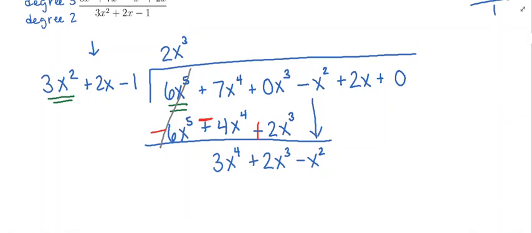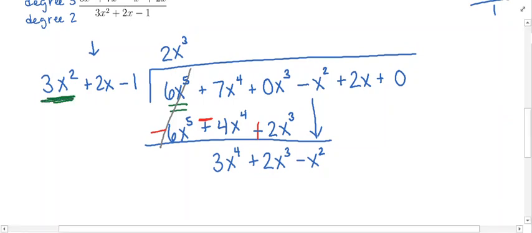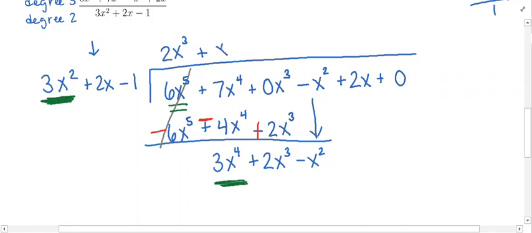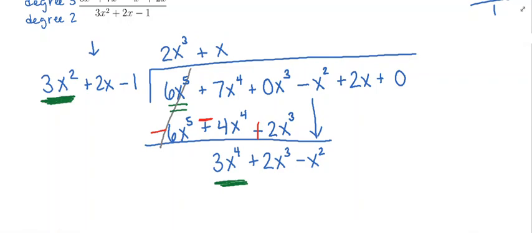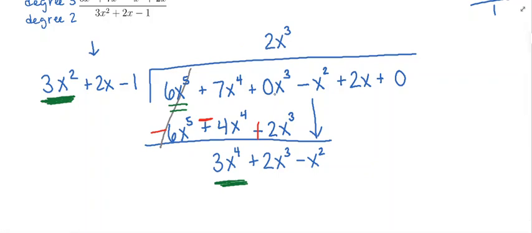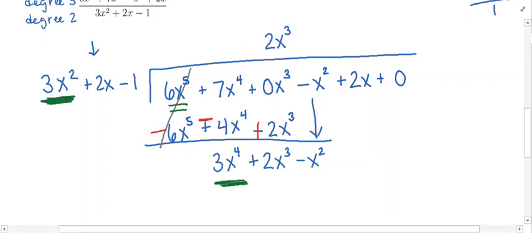All right, so now you compare again. What do I need to multiply 3x squared by to get 3x to the 4th? And the answer is going to be positive x squared. And actually, I made a little boo-boo here. Let me back this up. Technically, I'm supposed to write things over the same powers. So that first thing I had was 2x cubed. I should have written it in over the x cubed column to be perfectly correct. Anyway, so again, what do I have to multiply 3x squared by to get 3x to the 4th?